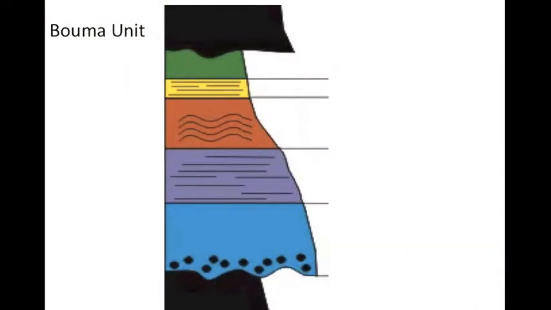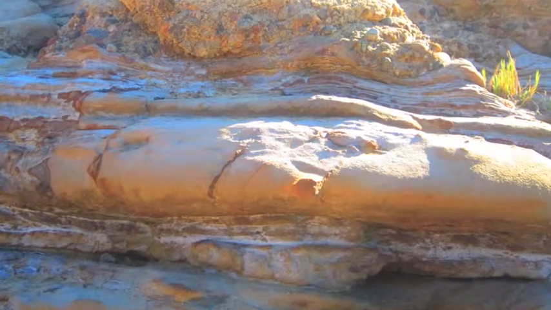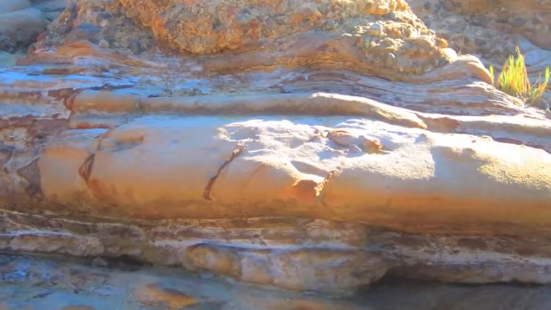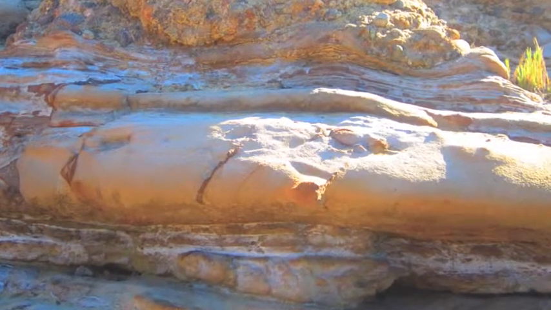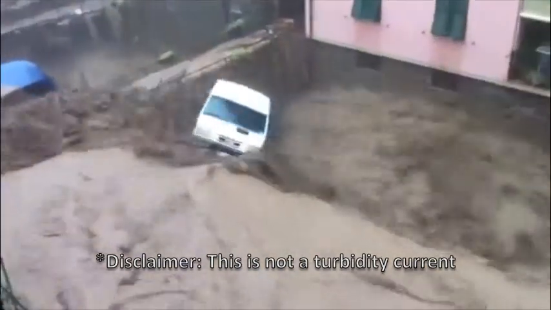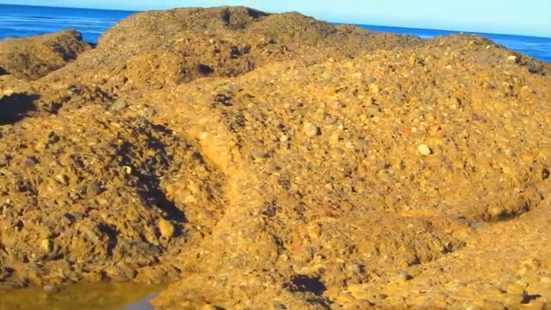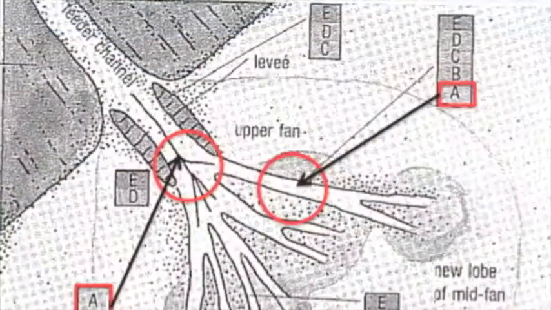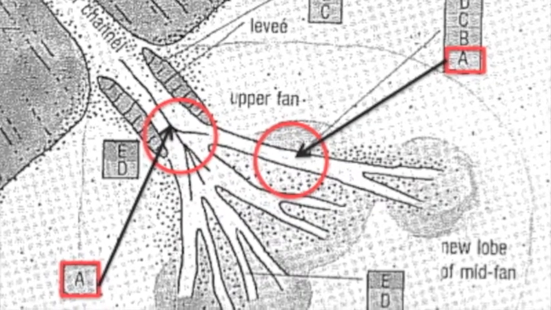The first layer to be deposited, A, is massive sand with a gravelly base. This layer fines upward, meaning the coarse grains are at the bottom and the finer grains are on the top. The coarser grains on the bottom can range from pebbles to boulders. Turbidity currents have been known to carry cars and other large debris. Coarser grains settle out first, typically at the base of the submarine canyon because they are the heaviest and need the most energy to move.